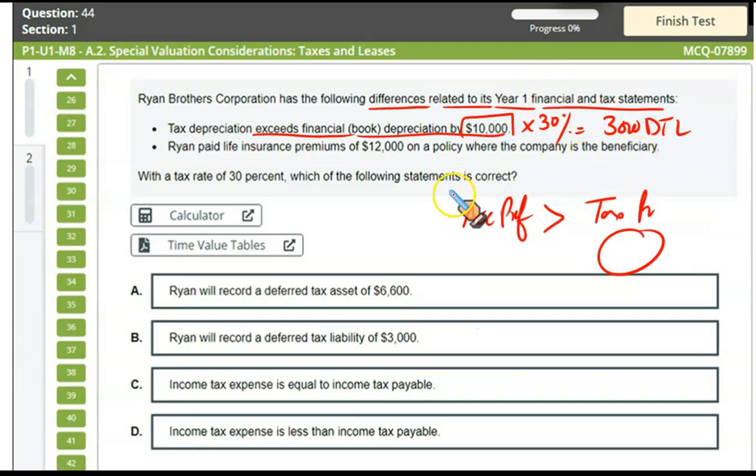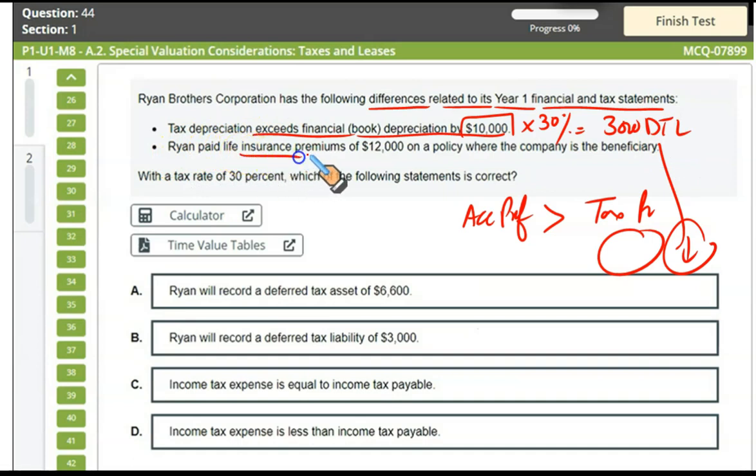Why liability? Because you are charging a higher depreciation in tax-based accounting. Tax-based profit will be lower, means you will be paying lower tax now, but in the future you will have to pay more. So this is what results in deferred tax liability. What about item B?